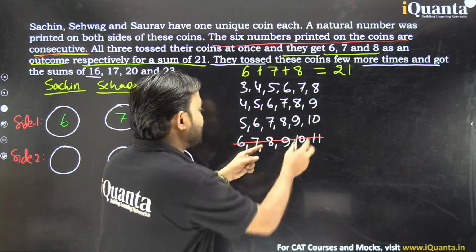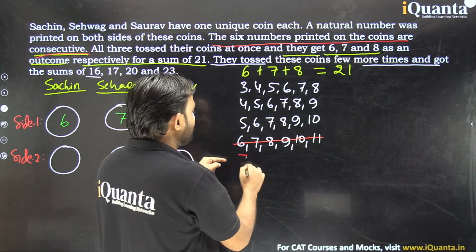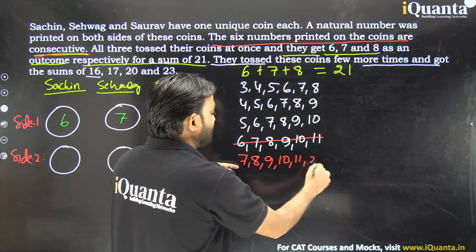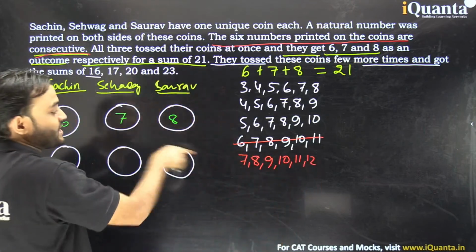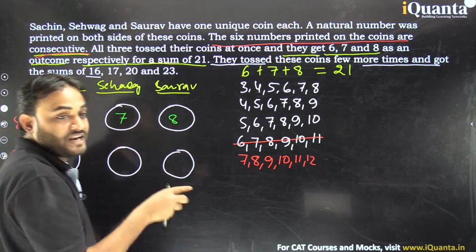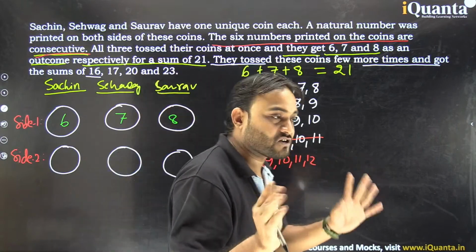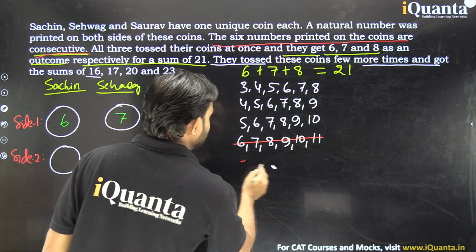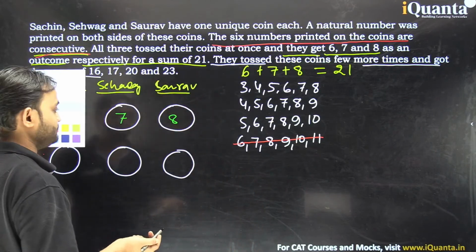Aditya, we stopped at 11 because next we will have to take 7, 8, 9, 10, 11, 12. Then 6 won't be here. We know that 6, 7, 8 are constant. Okay, 6, 7, 8 are constant. 6, 7, 8 are fixed. That's why we are not taking further.